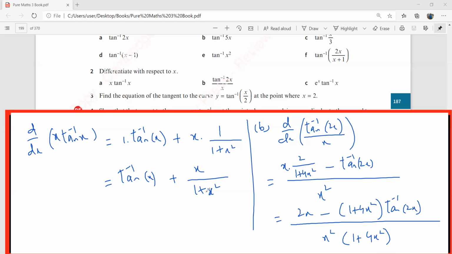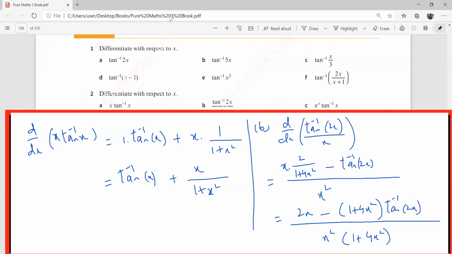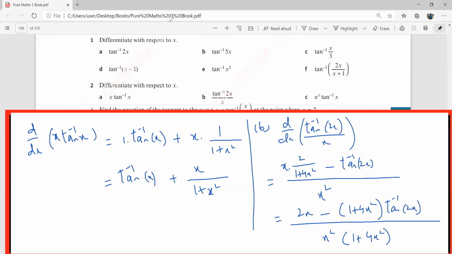So guys, that is how you differentiate the tan inverse of x. Now it's your turn. You practice these questions. Okay, these are from exercise 8a. And then I'll tell you how to go for the integration involving tan inverse of x.